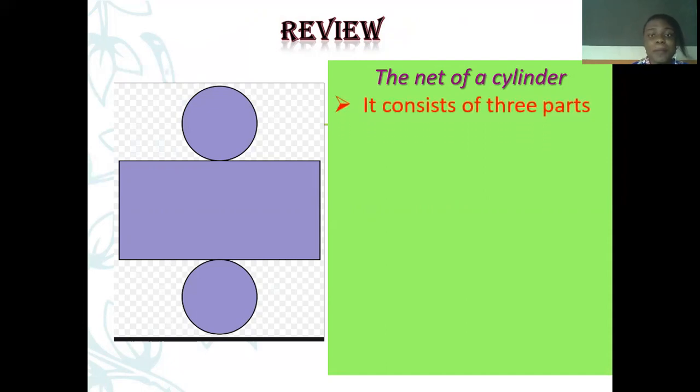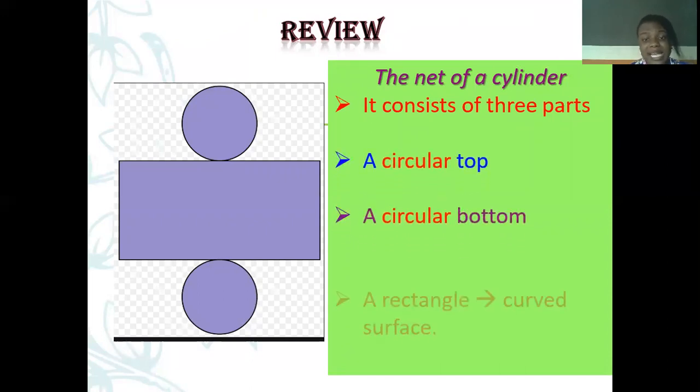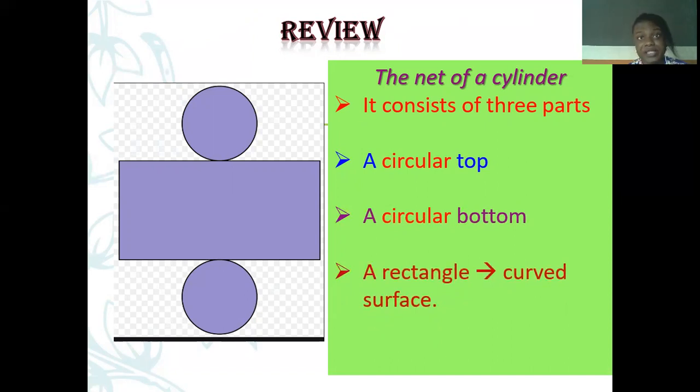Now, let's talk about the net. It consists of three parts. That's clear, okay? A circular top, a circular bottom, and a rectangle, which is called the curved surface, which has been cut out to form a rectangle. It's important that you know this, so that you don't need to cram formulas, the formula for the area, the volume, and all that. You don't need to cram those formulas if you understand the net of these shapes, because it's from the net that we can actually derive the formulas for finding area or volume. So let's move on now.